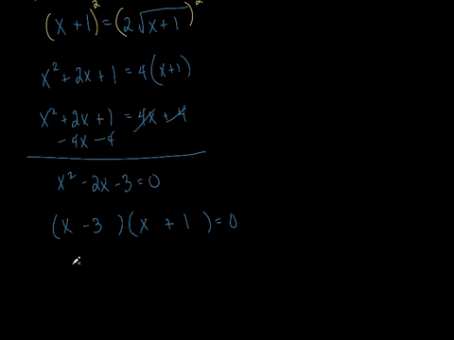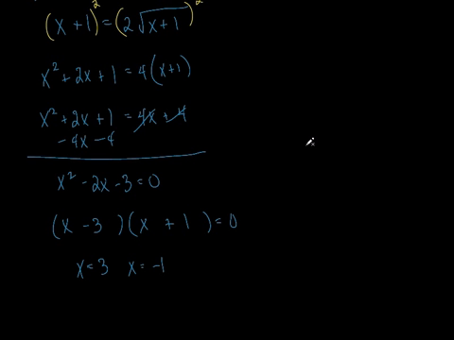Set them both equal to 0. We don't have to show that. We can do this in our head at this point, can't we? So what's x equal to? 3. And x is also equal to what? Negative 1. But what do you have to do to both of those? Check them, right? Remember that?